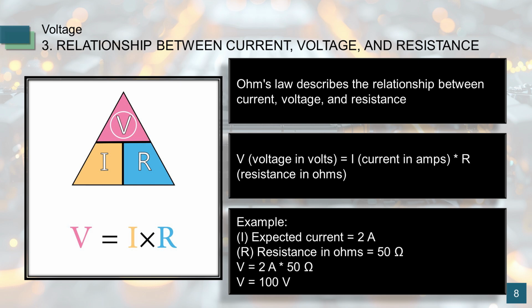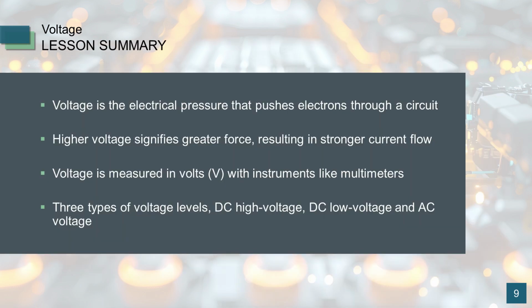Let us now recap what we have covered in this lesson on voltage. Voltage is the electrical pressure that pushes electrons through a circuit, similar to water pressure in a hose. Voltage fluctuations can signal potential problems within the vehicle's electrical system. Technicians must be able to measure and interpret voltage levels for accurate diagnosis and troubleshooting. Voltage is measured in volts, V, with instruments like multimeters and voltmeters. There are three types of voltage levels: DC high voltage, DC low voltage, and AC voltage. Ohm's law highlights how voltage is directly proportional to current and inversely proportional to resistance within a circuit.